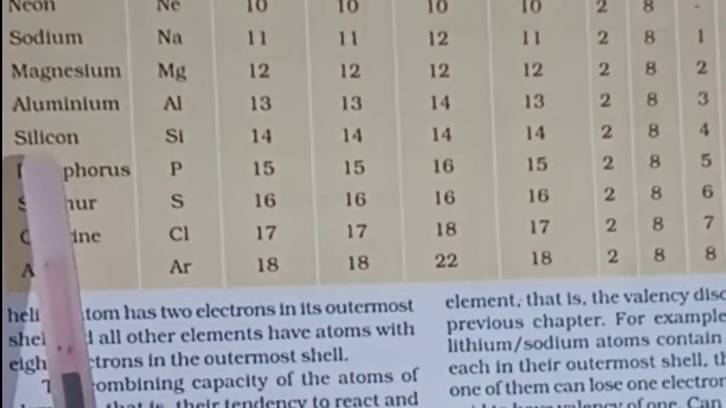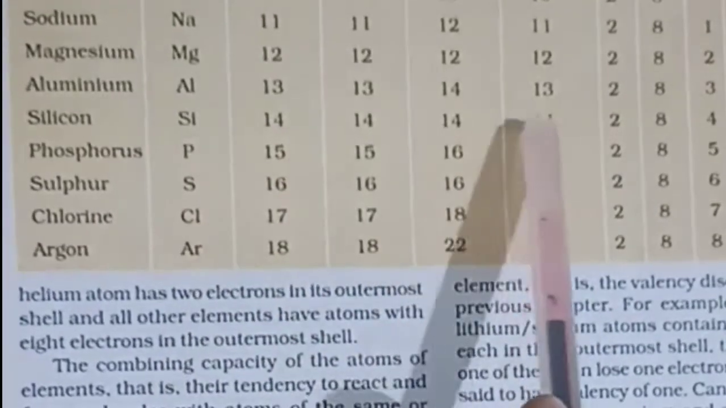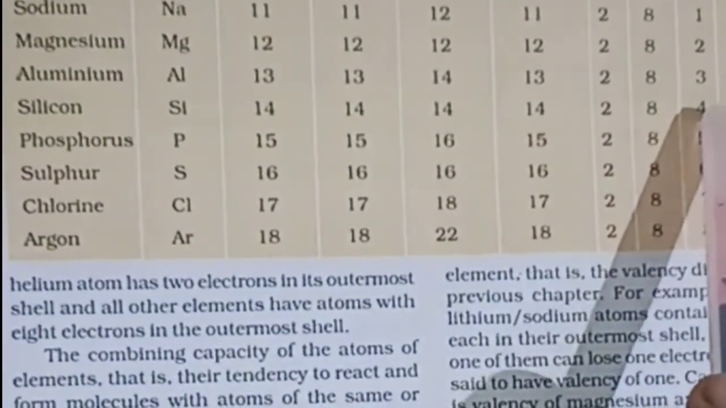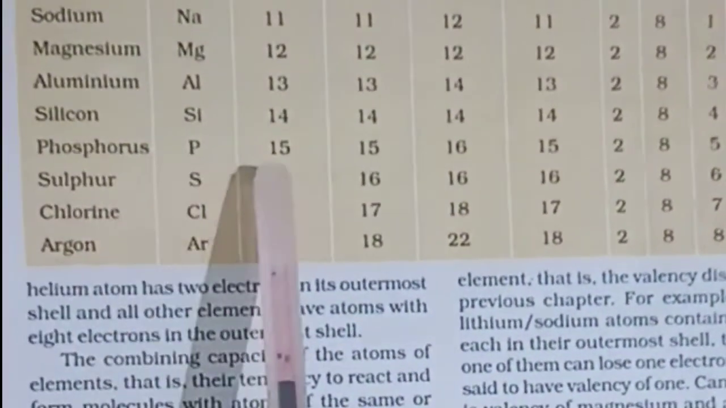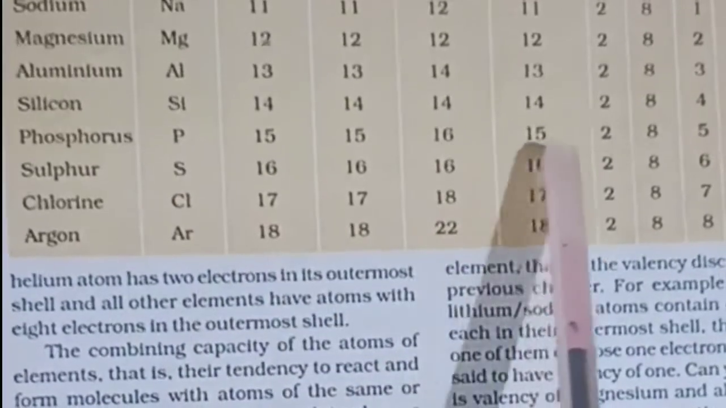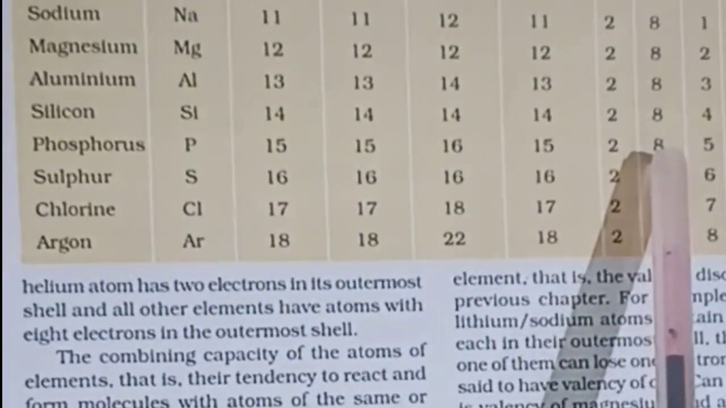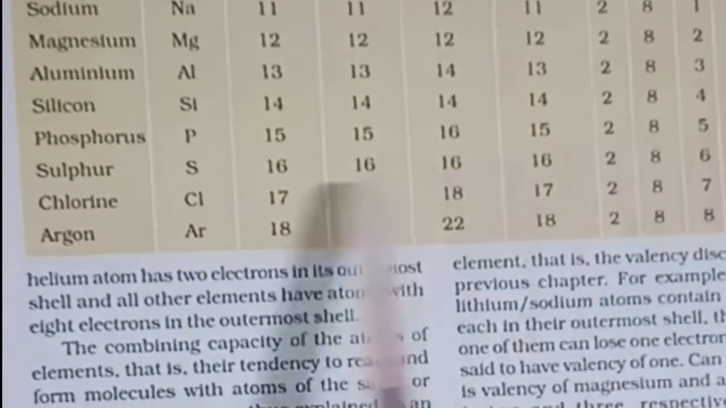Similarly, we have silicon, atomic number 14. So first shell 2 electrons, second shell 8 electrons, and third one 4 electrons. Phosphorus 15. In the first shell it will accommodate 2 electrons, the next one it will accommodate 8, and the remaining 5 in the third shell.